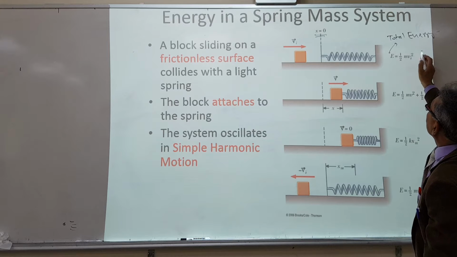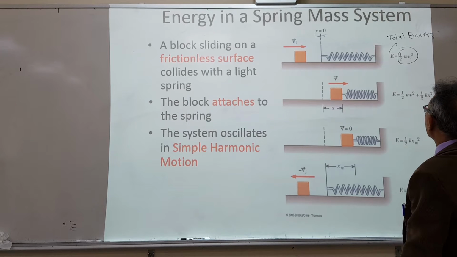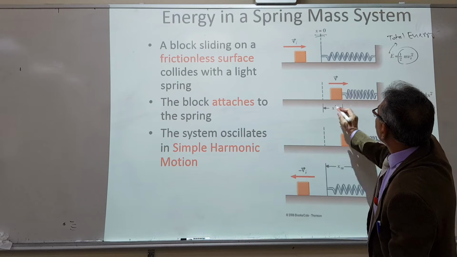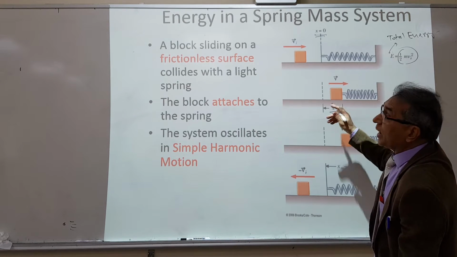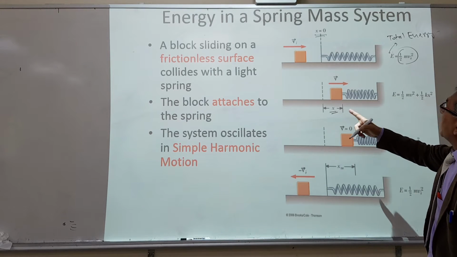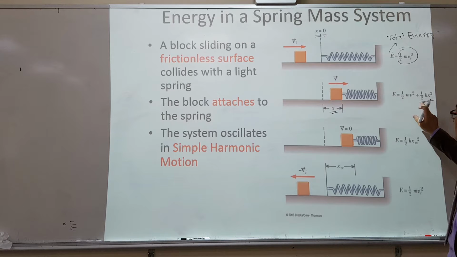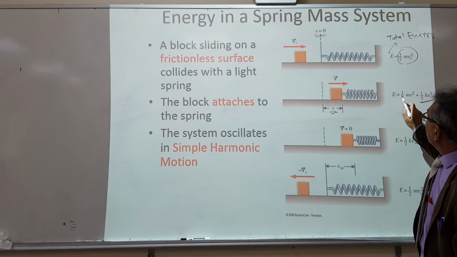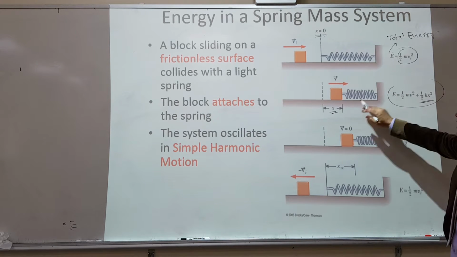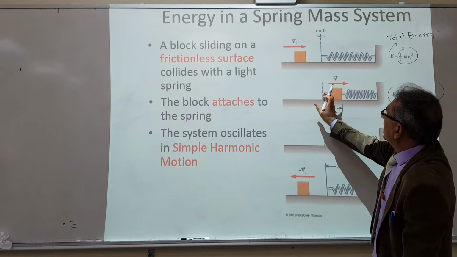So the other two are 0. The total energy is simply equal to the maximum kinetic energy. Now, when you are in between, you have some value x. X is not 0, x is not maximum, keep in mind. So once you have some x value, you'll be having half kx squared, the spring potential energy. Similarly, velocity is not 0, it has some velocity, so half mv squared. So the total energy at this position, anywhere between 0 and any x value, this side or the other side, you have this relationship.